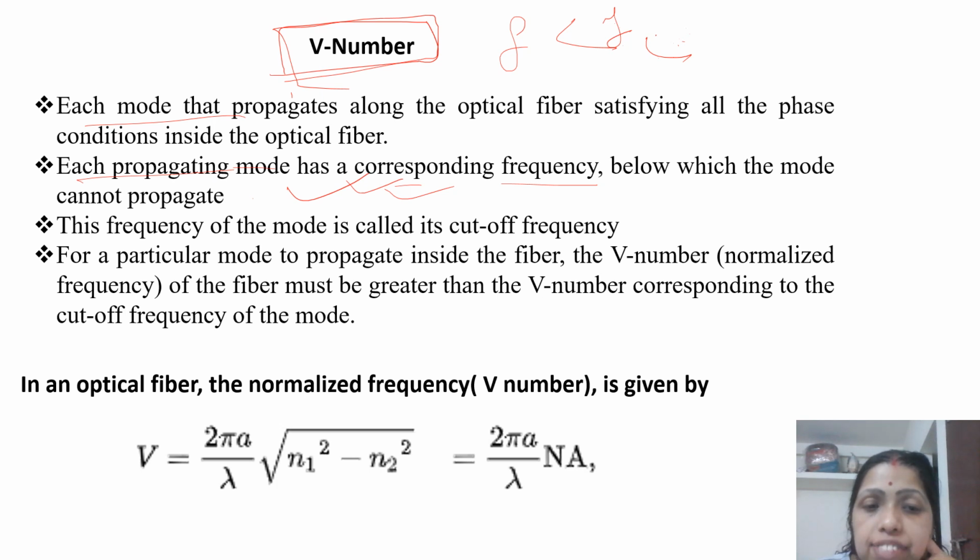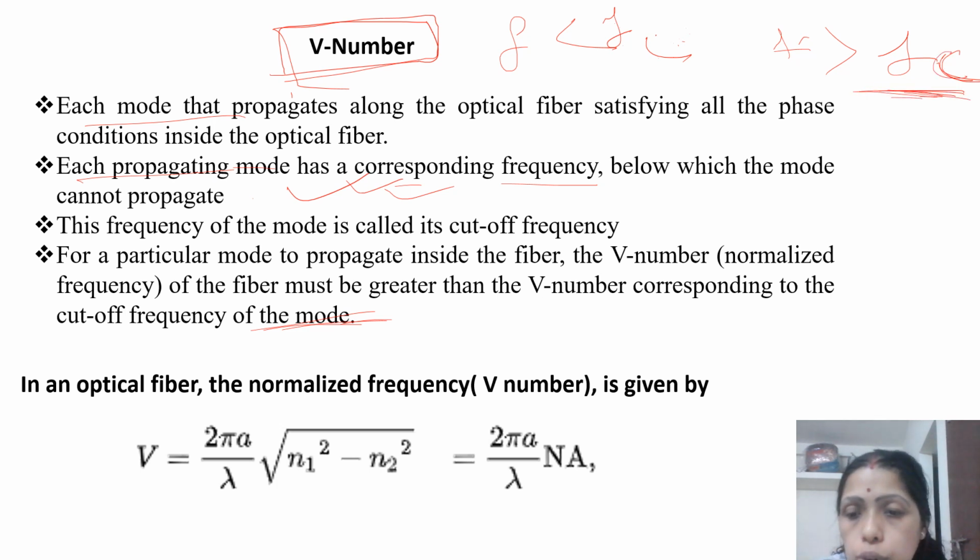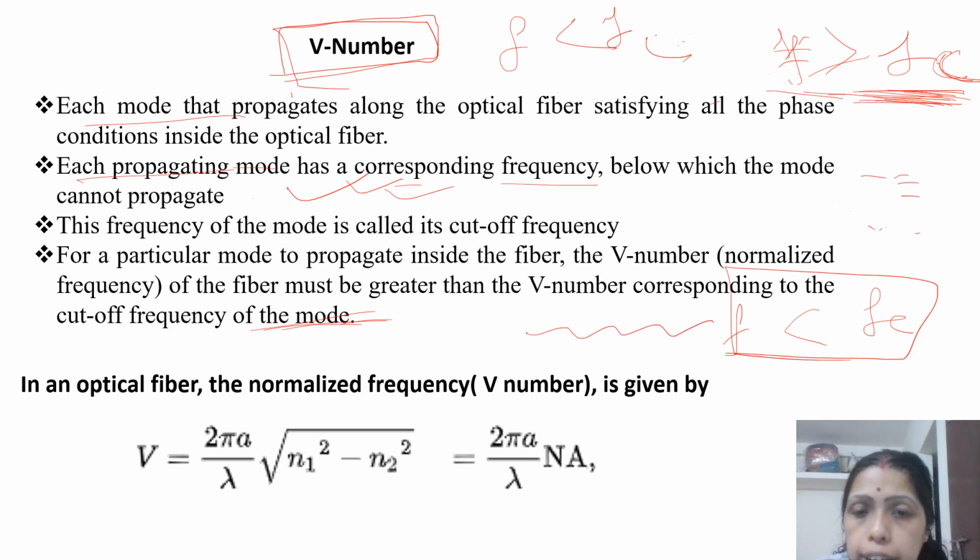For a particular mode to propagate inside the fiber, the V number of the fiber must be greater than the V number of the corresponding frequency of the mode. So the incident frequencies should be greater than FC, for achieving one particular mode, right? Suppose for the TE01 mode there will be a corresponding FC. This FC should be less than the F of the optical fiber. Whatever F's are less than FC, the signal cannot propagate through the fiber, right?